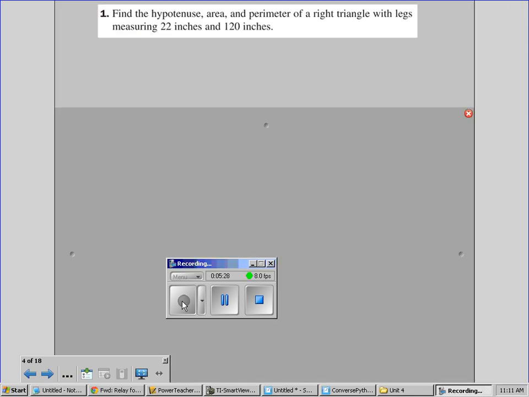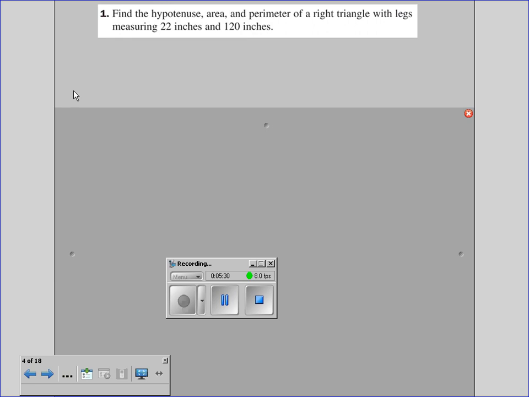In the next problem, number 1, part 2, it says to find the hypotenuse, area, and perimeter, which is the same thing we were doing in the previous 1 through 4, of a right triangle with legs measuring 22 inches and 120 inches. So if it tells me what the legs are measuring, and I know that 22 is smaller than 120, I can go ahead and say, I know my legs are A and B. I have 22 inches and 120 inches, and I'm trying to find my hypotenuse. So my unknown is my hypotenuse.